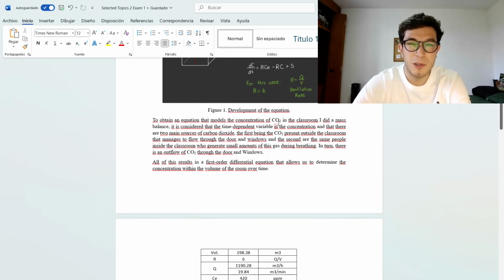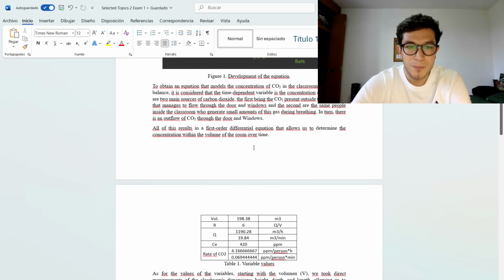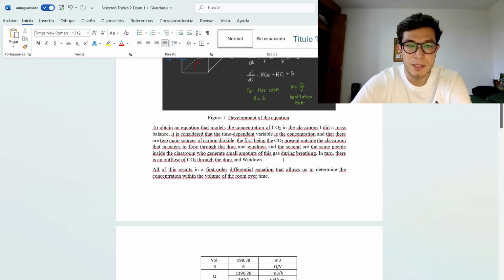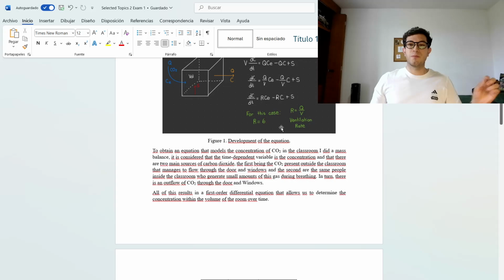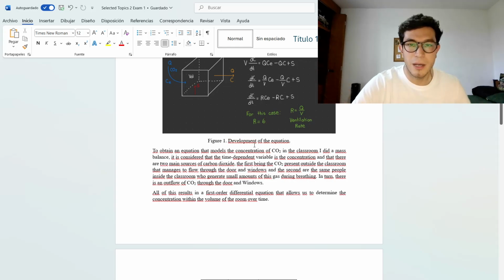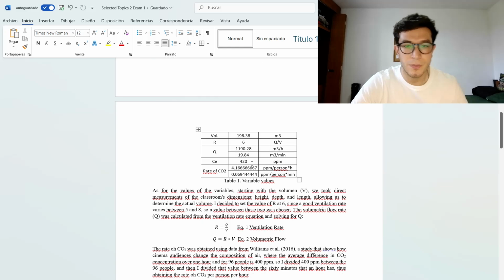This was the differential equation that was obtained to model the concentration of CO2 in the classroom, and as a result we have these first order differential equations that can allow us to determine the difference of concentration throughout the whole time in the classroom.